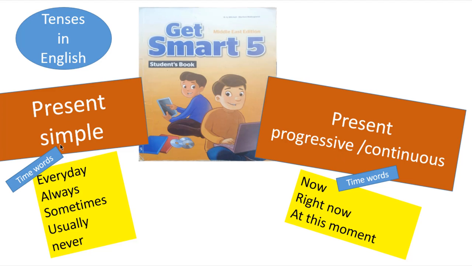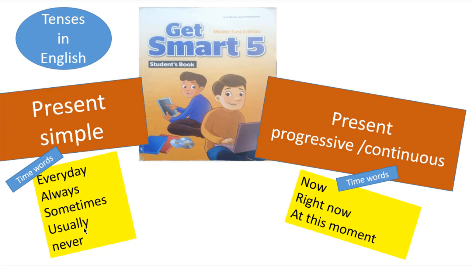So, present simple, we have tense number 1, present simple. If we want to use the present simple, we have some time words. Look here, the word time words means the key. These words help us to guess which tense we have to use. For example, if we find every day in the sentence, we will use the present simple. If we find now, we will use the present progressive. It's called also present continuous.